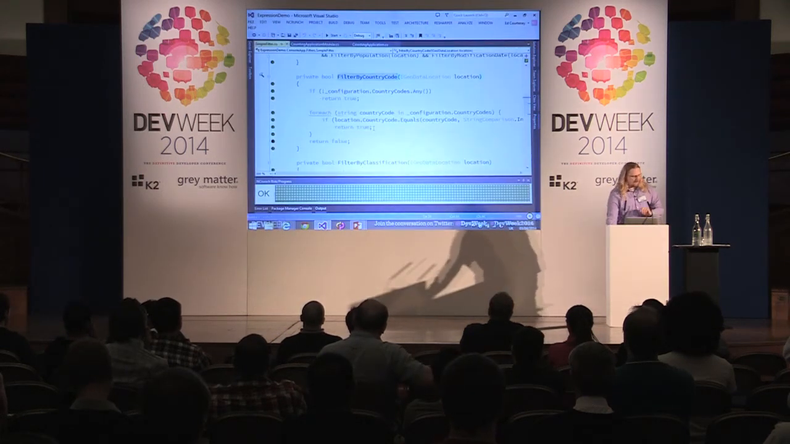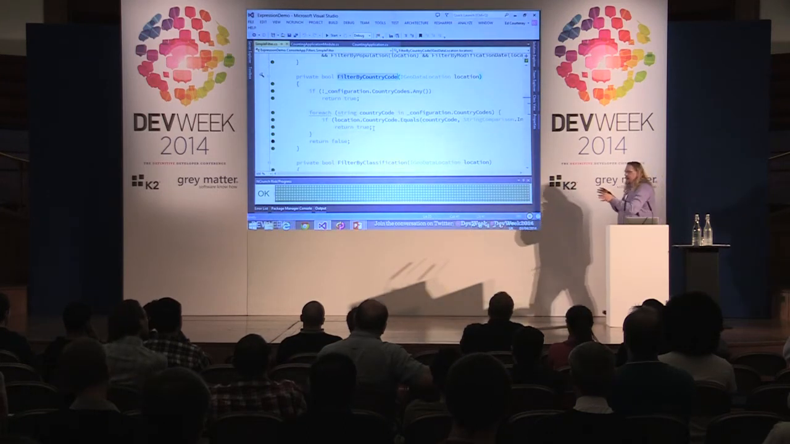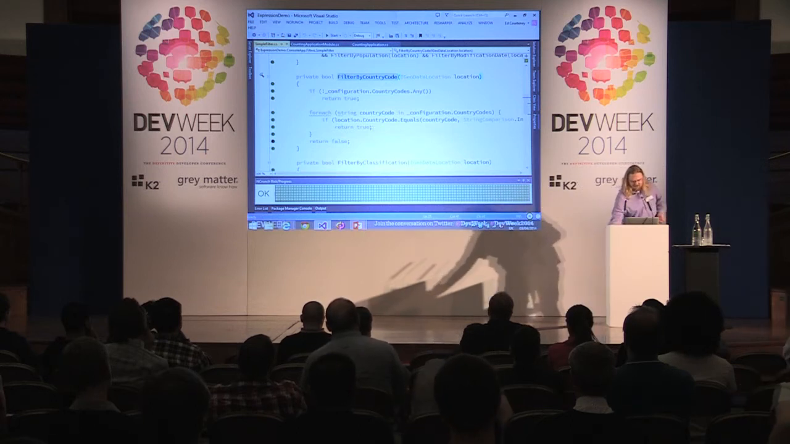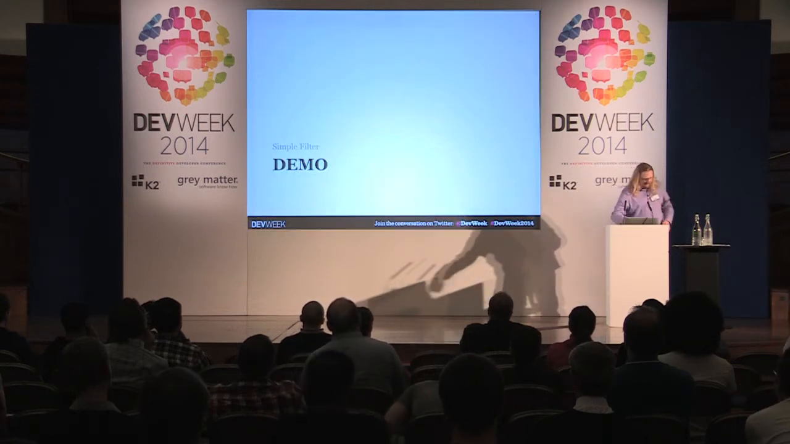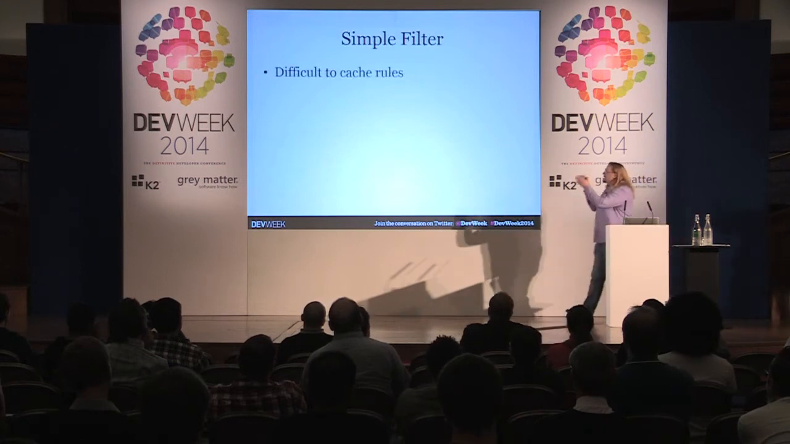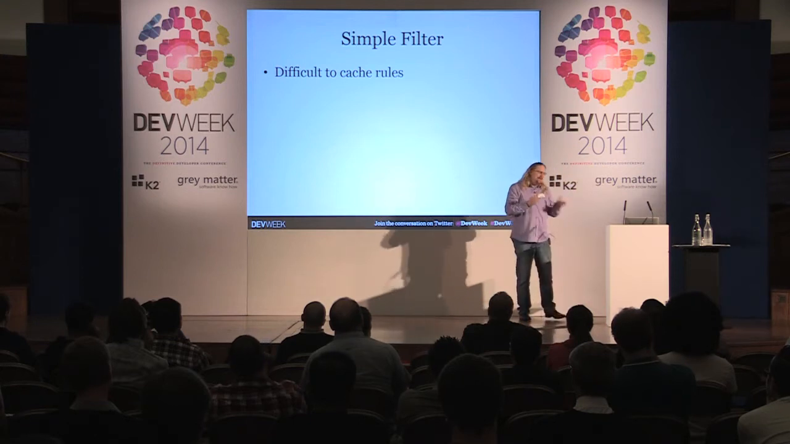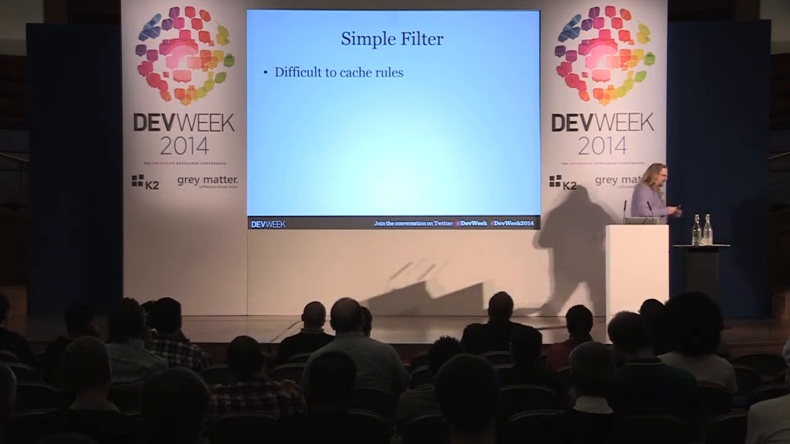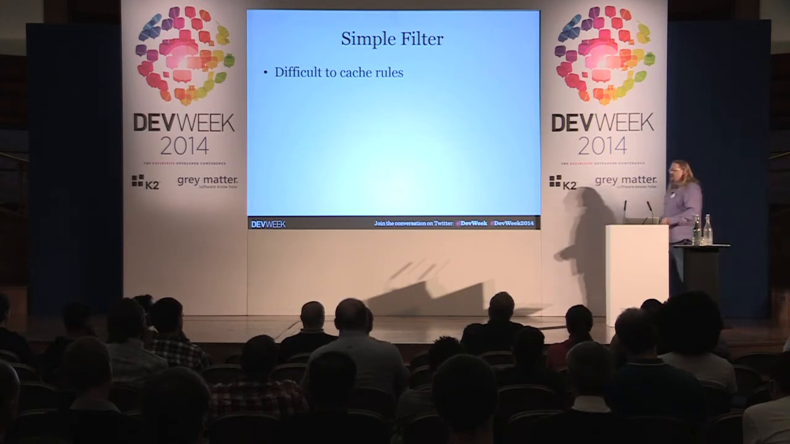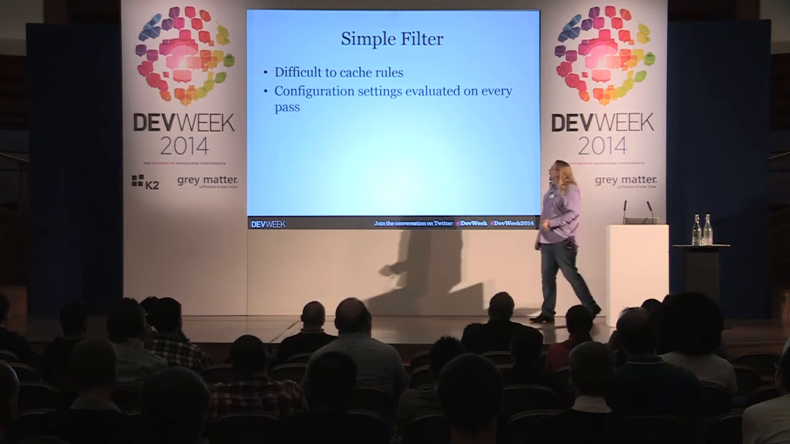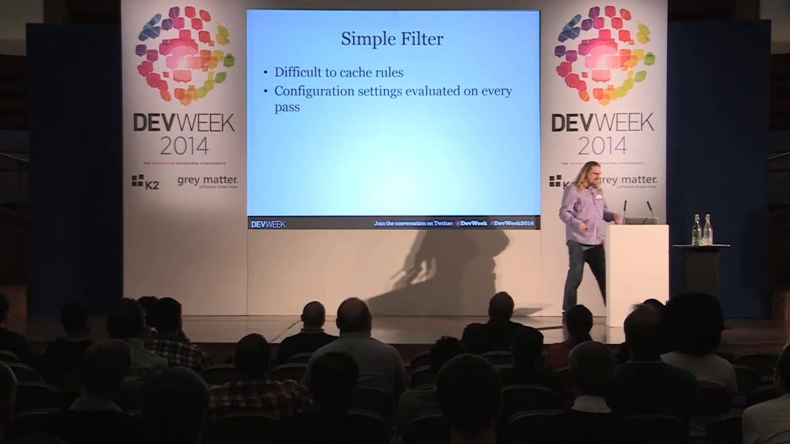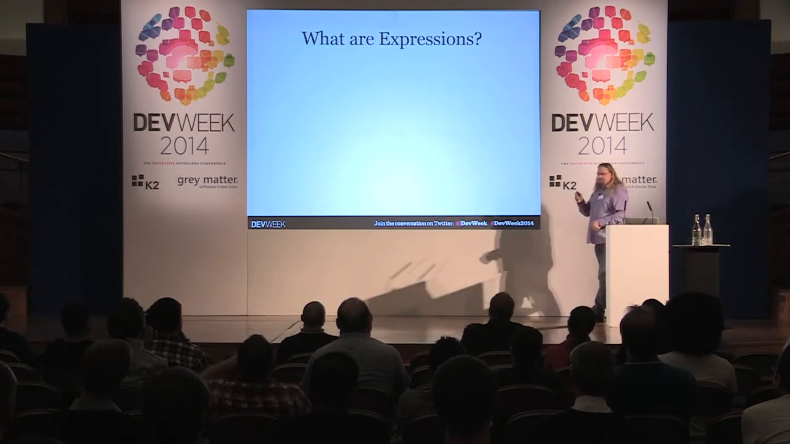So we're going to take the function idea and turn this into an expression system. So let's just quickly go back to the slides. Here we go. Right. So our simple filter is possible, but it's difficult to cache the rules. Especially the way it was set up originally, you had to evaluate the configuration every single time. As I say, the configuration settings were evaluated on every pass. Well, that's not ideal. So, let's take a sidetrack.